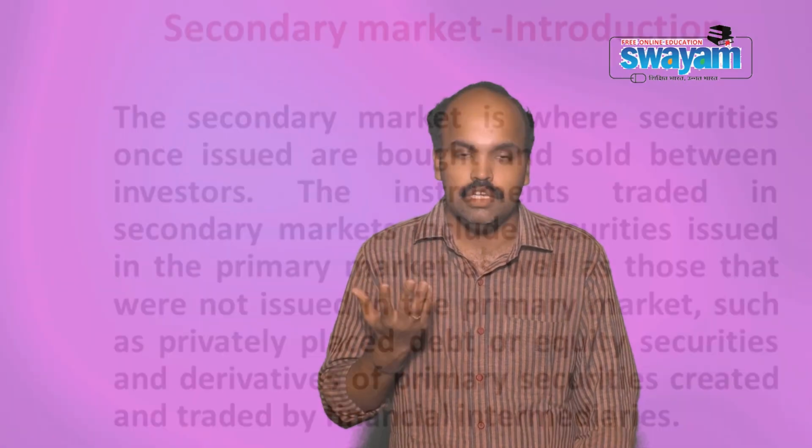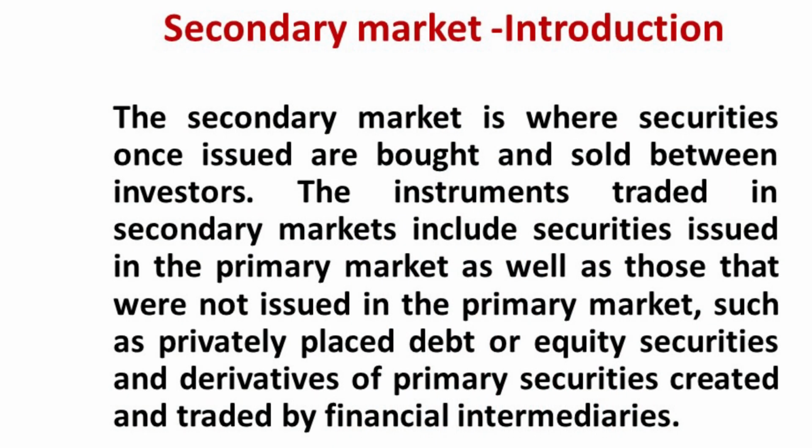Then, the secondary market. The secondary market is where securities once issued are bought and sold between investors. The instruments traded in the secondary markets include securities issued in the primary market as well as those that were not issued in the primary market, such as privately placed debt or equity securities and derivatives of primary securities created and traded by financial intermediaries.